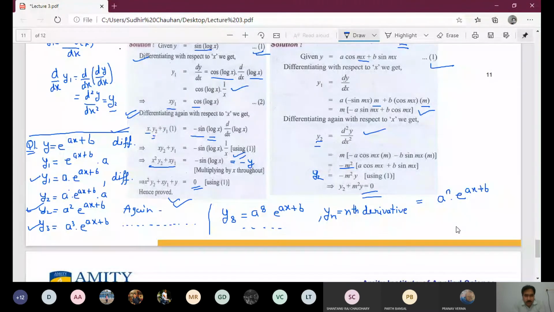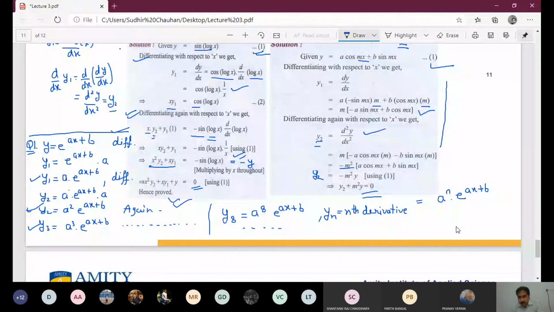So is there any doubt? No, sir. So we have to catch the symmetry. We have to maintain the symmetry. We cannot destroy the symmetry. We have to find successive differentiations. Then we have to catch the symmetry, and then we have to maintain the symmetry. And then if we have enough symmetry for y1, y2, y3, y4, and so on, then we can directly write the nth derivative.